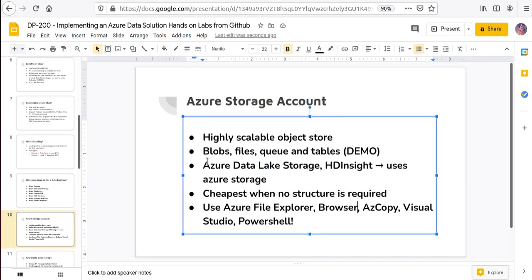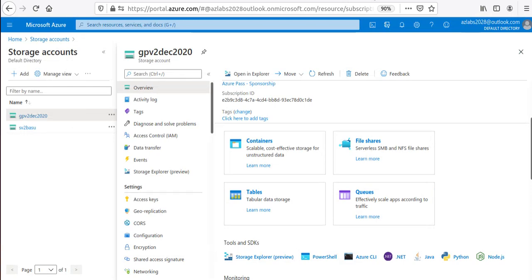The other thing, Azure Data Lake Storage and HDInsight. We'll look into these two in a little more detail later, but both of those data solutions also use Azure Storage to store data. Again, as I mentioned, it's the cheapest when you don't need any structure in your data. And there are multiple ways you can upload data. You can use Azure Storage Explorer, a browser, AzCopy, Visual Studio, PowerShell, and lots of security features are already built in.